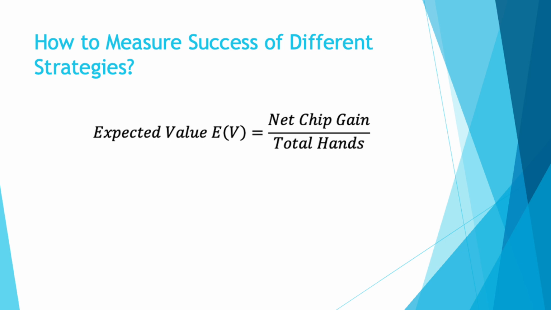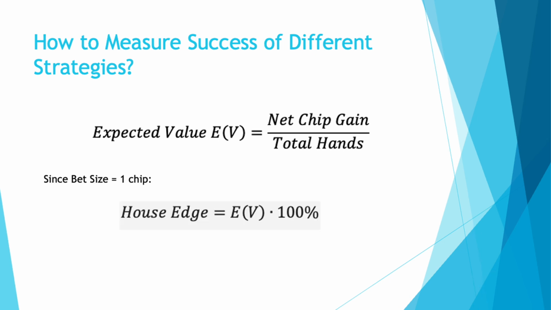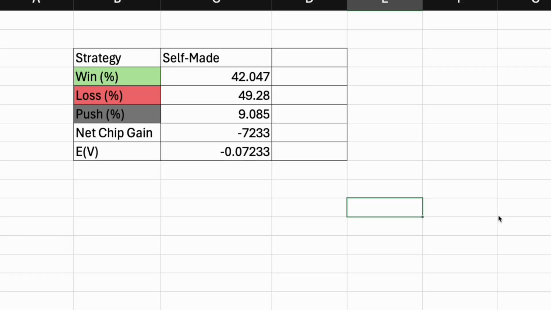We will also need a way to measure the success of our different blackjack strategies. This is where expected value comes in. Expected value tells us on average how much we win or lose per bet over the long run. To calculate it, we take our total net chip gain and divide it by the number of games we played. To convert this into house edge, we just turn it into a percentage of the original bet. Adding these simulation results into Excel, it's clear my self-made strategy tables are not profitable over the long run. With an expected value for every dollar bet, 7 cents is lost.